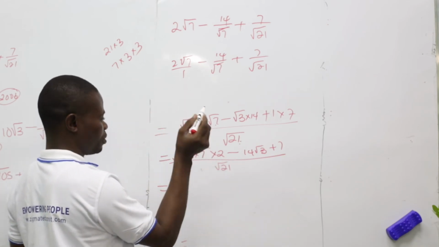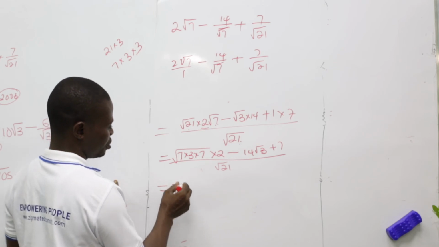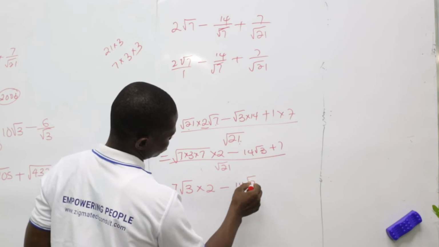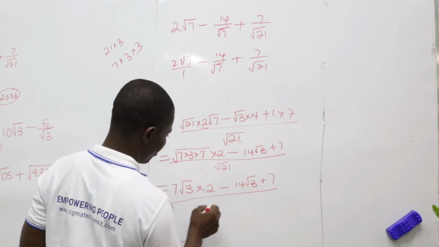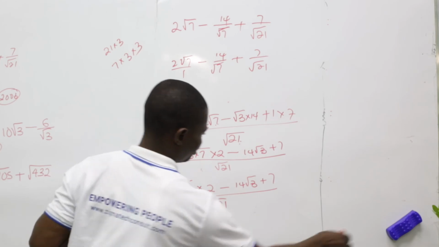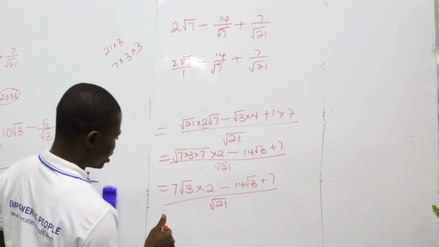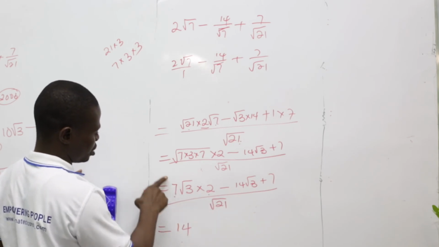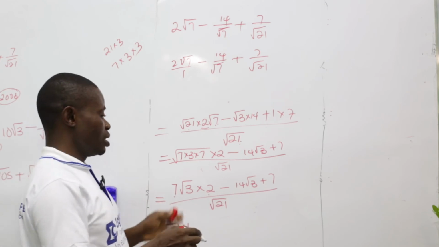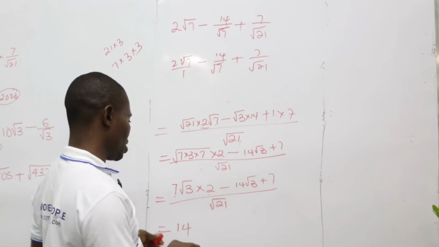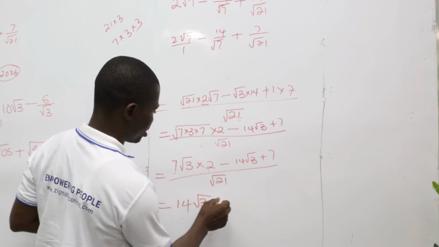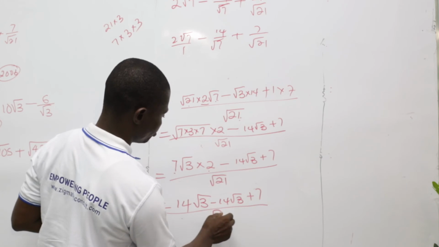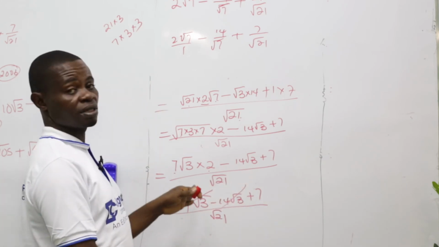So 7 times 7 is 49. Square root of 49 is 7. Root 3 times 2 minus 14 root 3 plus 7 all over root 21. So let us break it down. This and this. Remember, I told you that in multiplication, the surds must not be similar for you to get your answer. No. This is 14 root 3 minus 14 root 3 plus 7 all over root 21. This can take care of this. Can you see it? That's cancelled out.